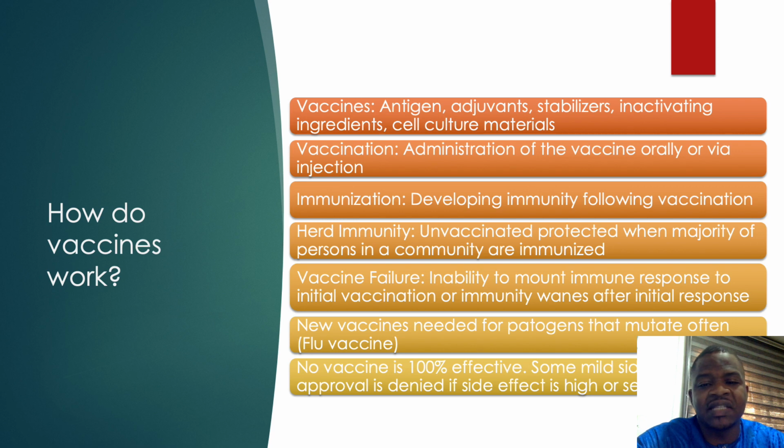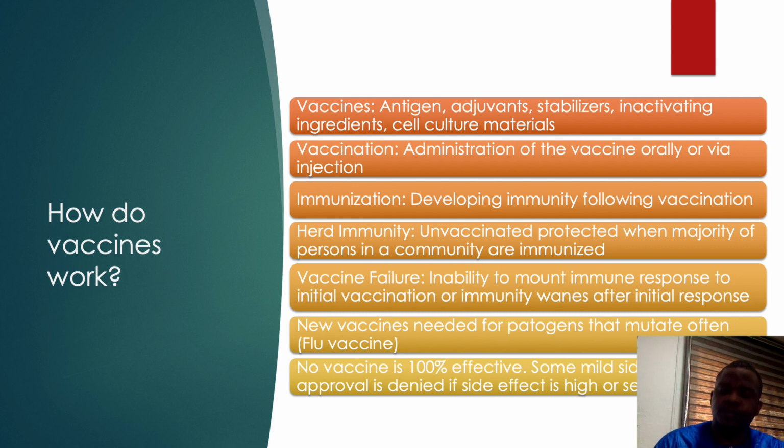It's important to note that there is no vaccine that is 100% effective. Sometimes it's 99, 98, 90, 94, and all that. And like drugs you take, sometimes you take a drug or an injection and have mild pain or redness at the point of injection. Vaccines also are like drugs, they have mild side effects. But if the side effect becomes huge, the vaccine is not approved, because the side effect must be mild or there is no side effect at all before vaccines are approved for use.